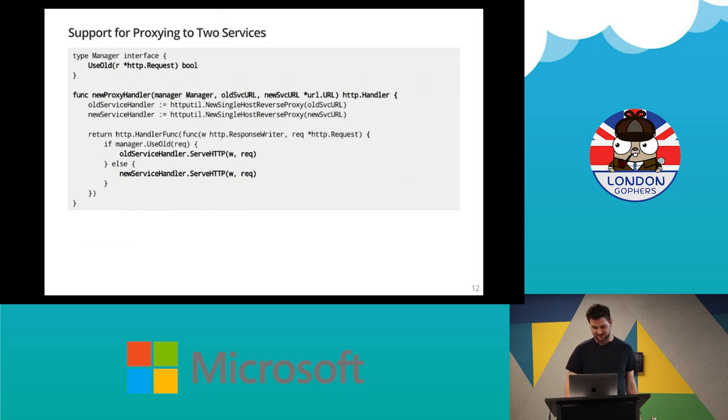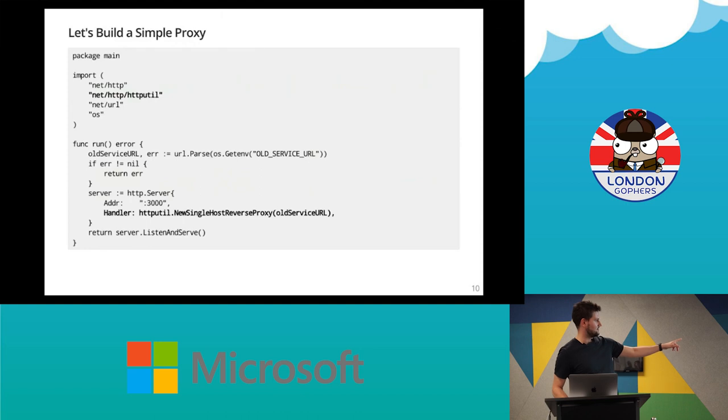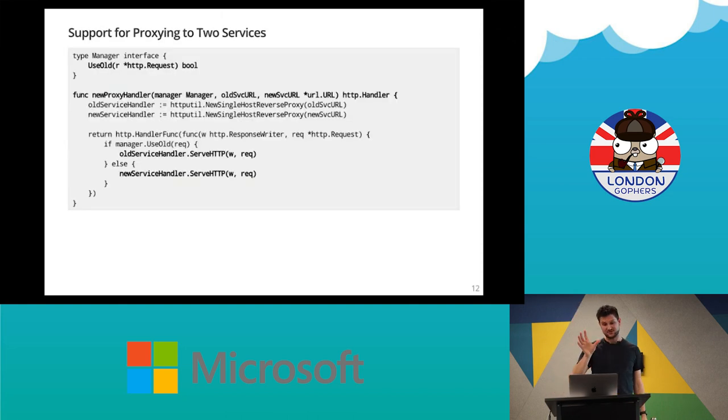And then we create a new HTTP handler. So what we are doing here, we are essentially replacing the line where we are using the HTTP reverse proxy directly, the HTTP util, so the highlighted line. So we're going to replace it with this function. And so what do we do here? We pass in two URLs, one to the old service, one to the new service. We instantiate the reverse proxies, and then we return a HTTP handler function. This is a very clever way of implementing the HTTP handler interface by just writing a function.